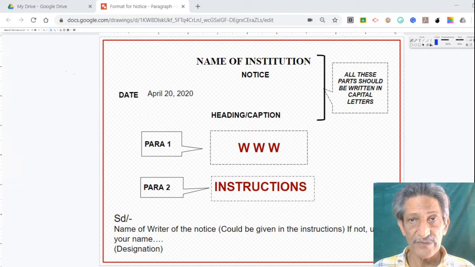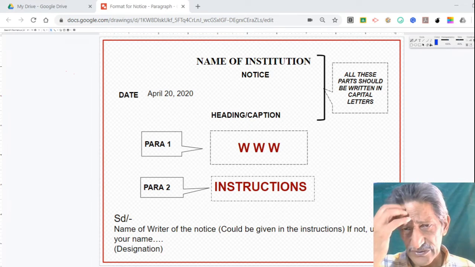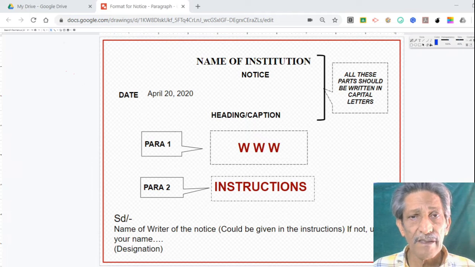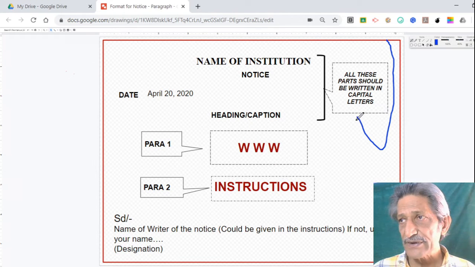There are 2 types of formats for notices. I'll be discussing them both just now. The first format is what is called the paragraph form, which we have been used to writing since maybe the 6th and 7th class, because in CBSE affiliated schools we start writing notices somewhere in the 5th or 6th class. Basically, we know the basic construction, but let me just refresh your memory before you attempt the final exams. Here we have the name of the institution, followed by the word notice. Then we have the date on the left side, and all these parts should be written in capital letters right up to your heading.